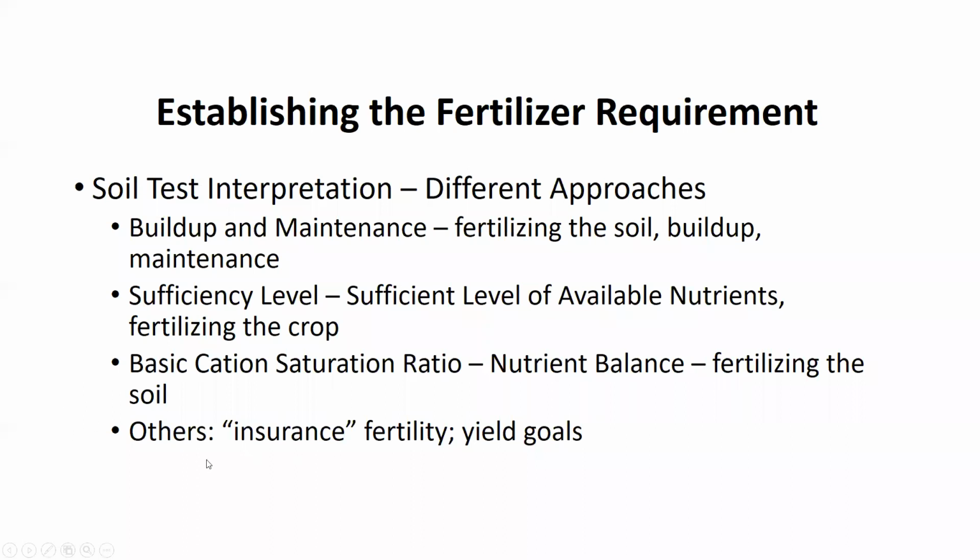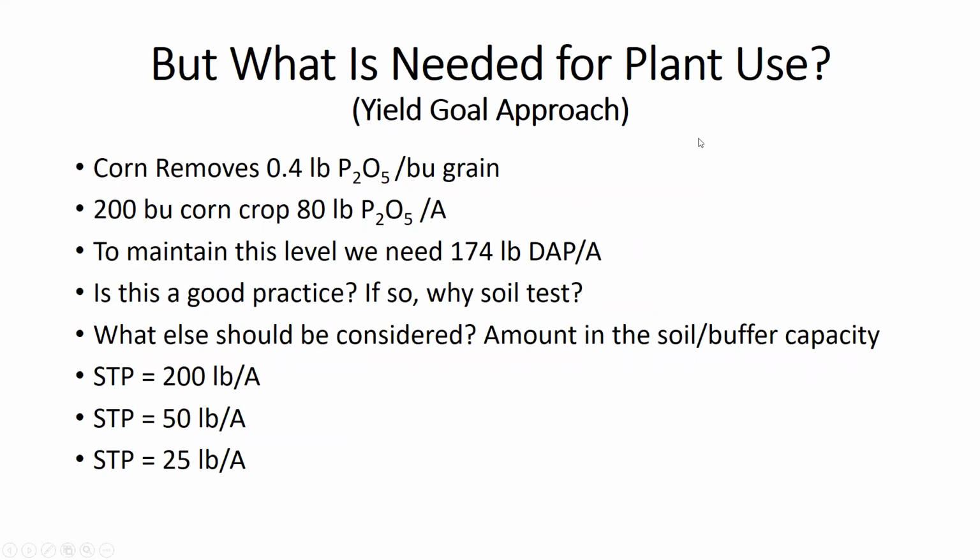And then, you know, other approaches, I'm going to shoot for a yield goal. We do not use yield goals in Kentucky. And this example is going to show you kind of why, I hope. So this is just a book value. It's pretty close to right, but corn removes about 0.4 of a pound of P2O5 per bushel of grain. So just doing the math, my 200 bushel corn crop is going to remove 80 pounds of P2O5 per acre. So if I'm going to maintain that level, that means I need to add 174 pounds of DAP every year, or every time I grow corn. Is that a good practice?